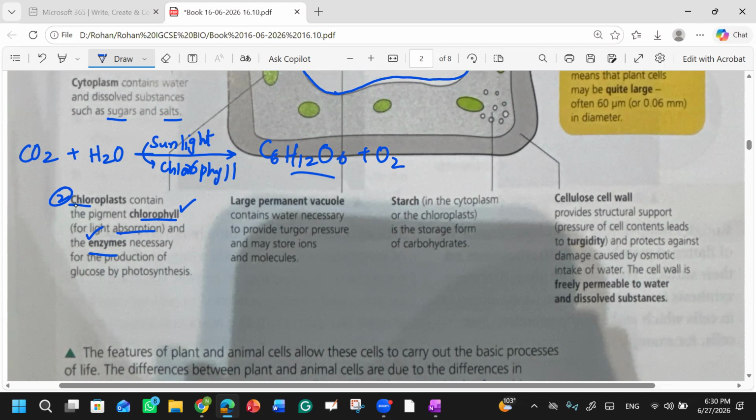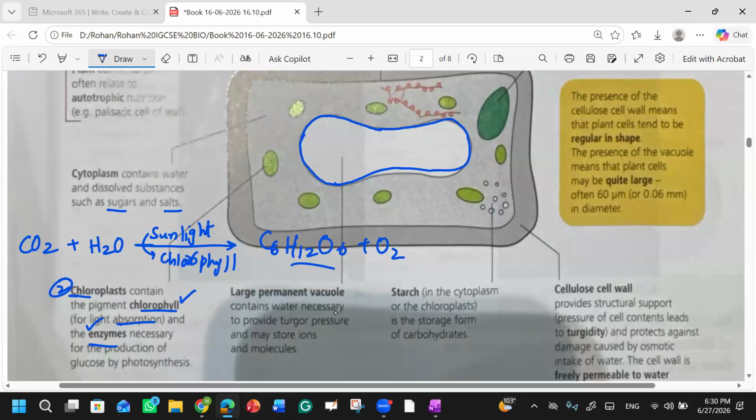Then we have the large permanent vacuole. It contains water necessary to provide turgor pressure and may store ions and molecules. Large permanent vacuole is there that contains water necessary to provide turgor pressure. Like this, I have told you, the turgor pressure, the turgidity. When it is full, what will happen? There will be more turgor pressure, high turgor pressure, right?